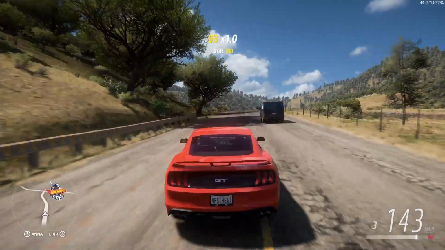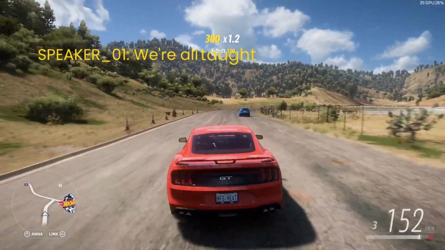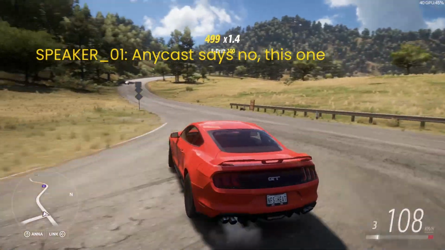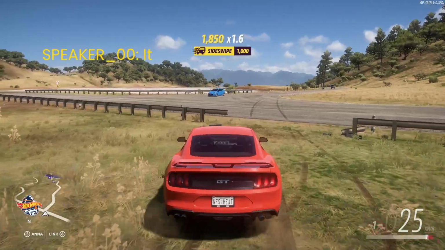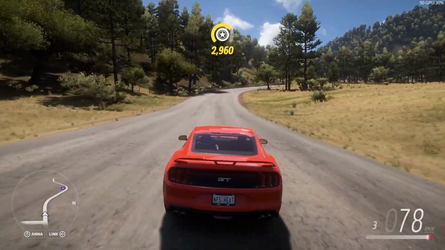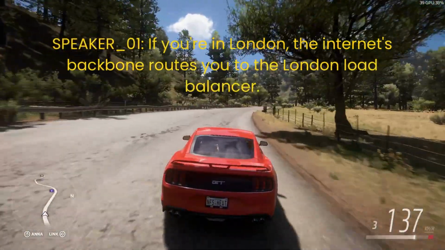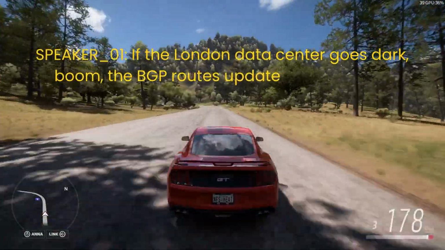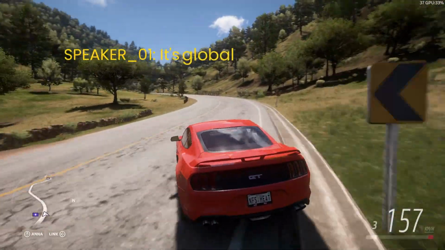It feels like magic. It really breaks your mental model of how the internet works. We're all taught that one IP address equals one specific machine. Anycast says no, this one IP address exists in London, New York, Tokyo, and Sydney simultaneously. It's the BGP protocol handling this, right? The routers just say, I'll send this packet to the shortest path. Exactly. If you're in London, the internet's backbone routes you to the London load balancer. If the London data center goes dark, boom, the BGP routes update, and your next packet goes to New York automatically. It's global infrastructure level failover.